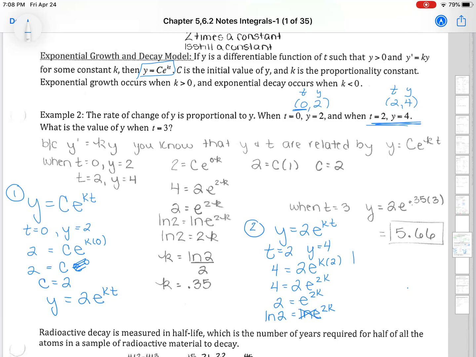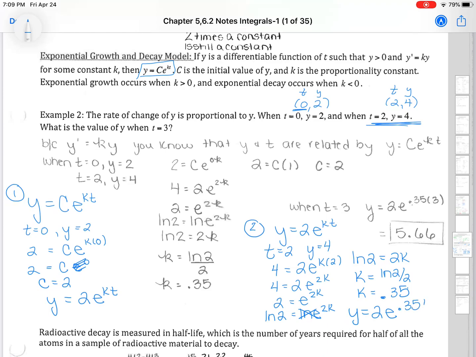In order to get rid of an e, you have to take an ln of both sides. So if I add an ln to the left, I have to add an ln to the right. On the right-hand side, the ln and the e cancel each other out, and you're left with the ln of 2 is equal to 2k. So that means k is the ln of 2 divided by 2. These are typically going to be really bad decimals that go on basically forever, but in this case, we're going to round it to about 0.35.